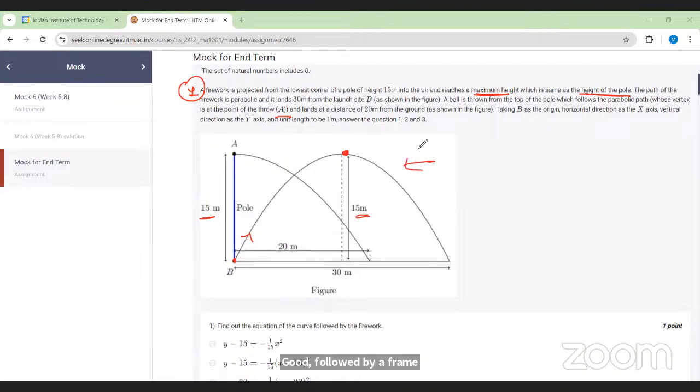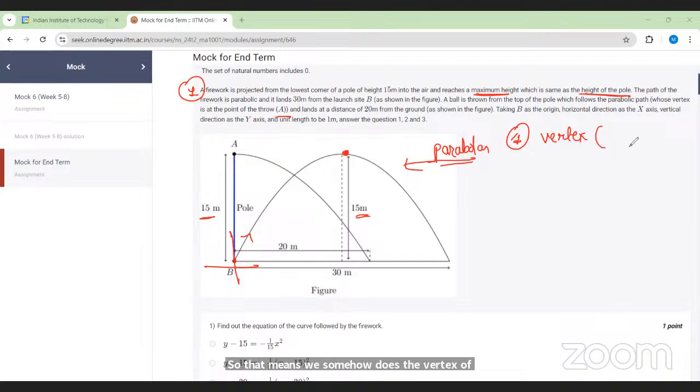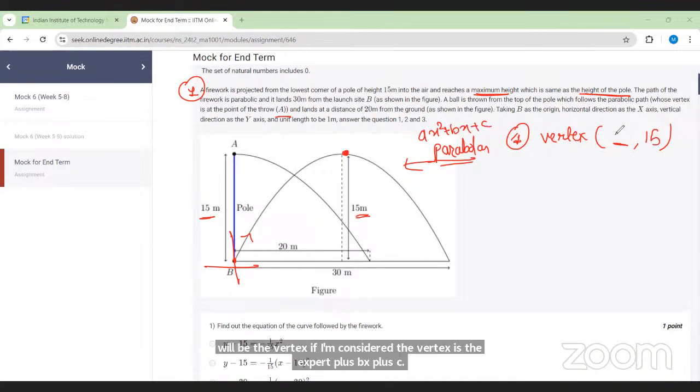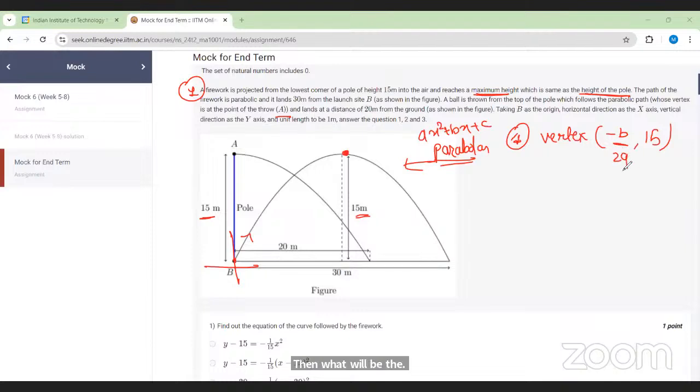So this firework will follow a parabola. One thing is given to you: the maximum height of this parabola is 15 meters, and they want us to consider this as the x-axis and this as the y-axis. So we can judge the vertex of the parabola. Since the height is 15 meters, the y coordinate will be 15. What is the x coordinate? If the parabola is ax square plus bx plus c, the vertex x coordinate is minus b by 2a. So this is the vertex coordinate. This is one piece of information we got.